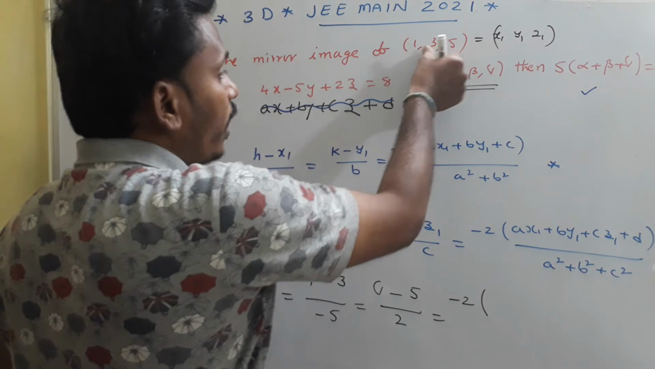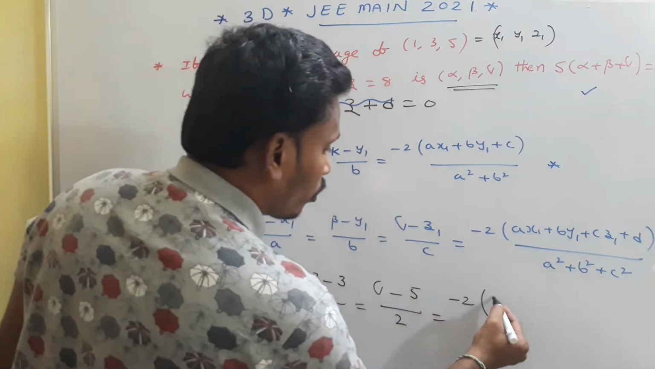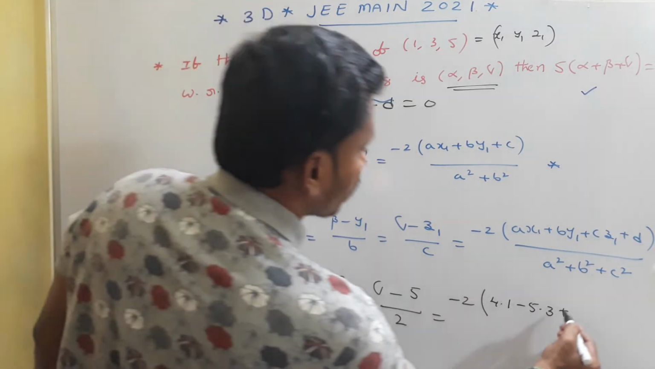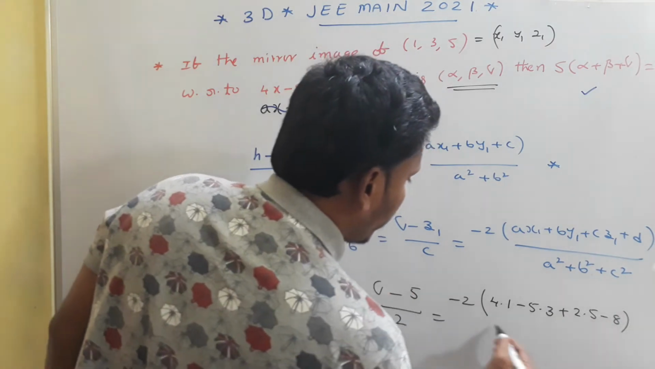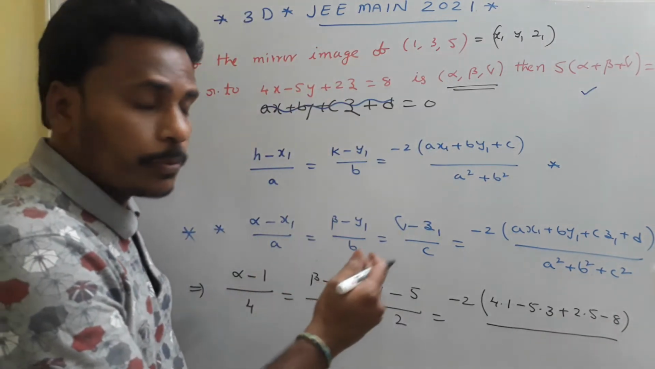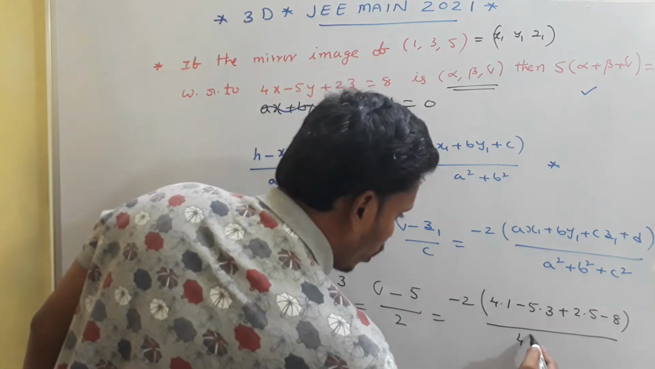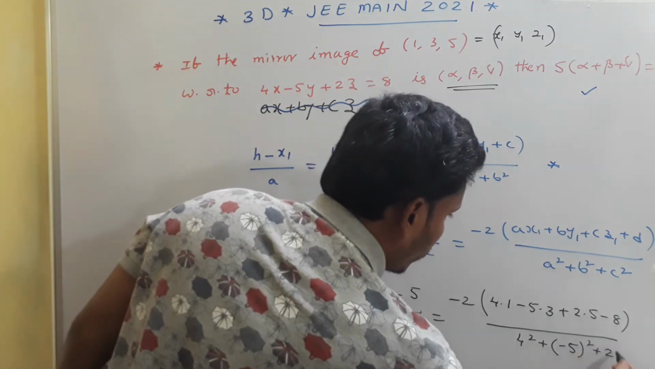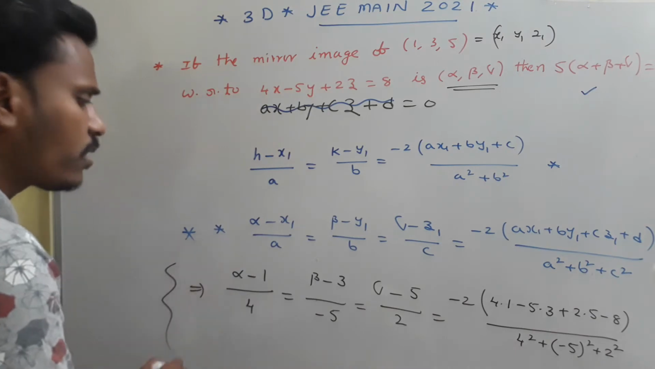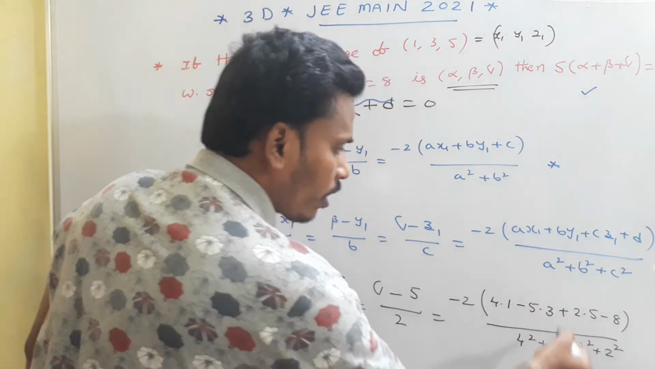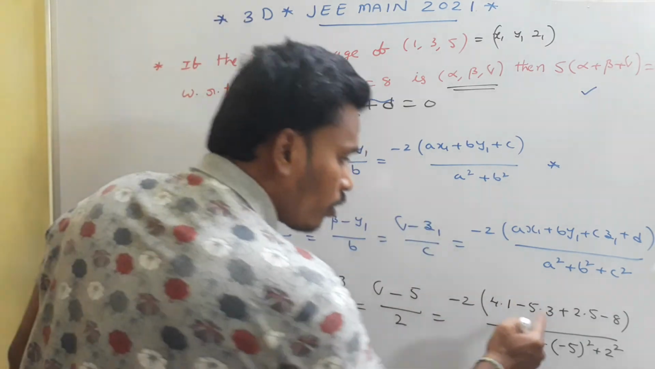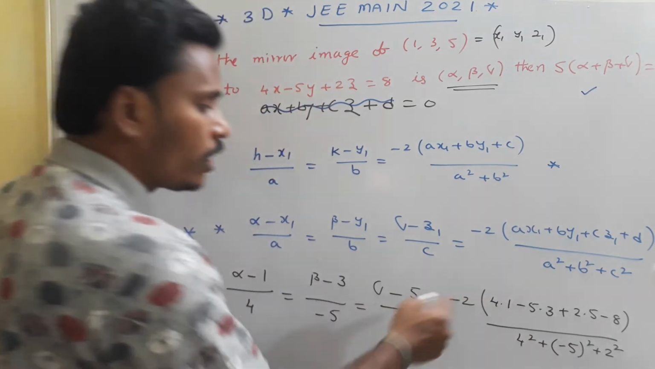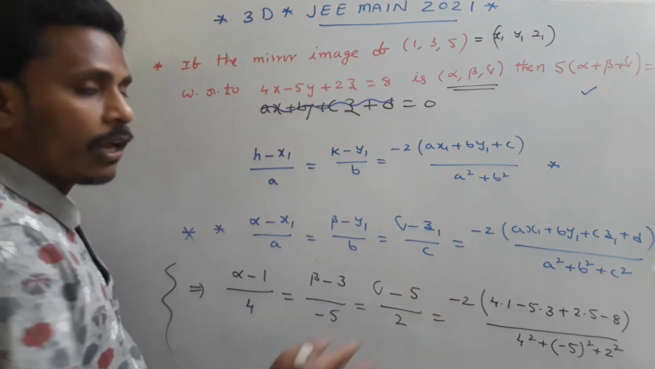That means we substitute this point in the plane equation. So that is 4 into 1 minus 5 into 3 plus 2 into 5 minus 8, divided by a square plus b square plus c square. A square is the x coefficient squared, b square is the y coefficient squared, and c square is the z coefficient squared. So in the exam also we have to do all this. Once we simplify this, we get a numerical value. So alpha minus 1 by 4 equals this value, beta minus 3 by minus 5 is this value, gamma minus 5 by 2 equals that numerical value. Simplifying, we will get alpha, beta, gamma.